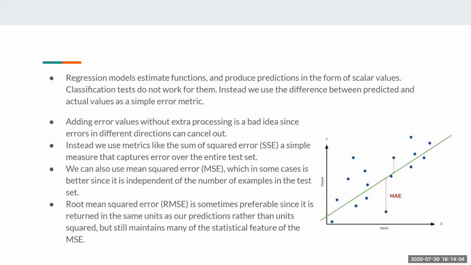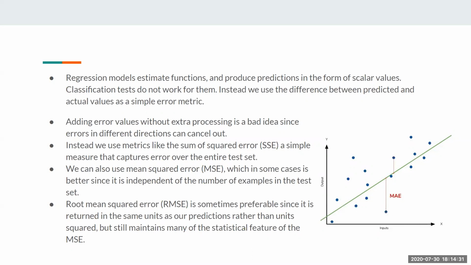And then we also sometimes choose to calculate root mean squared error, where you take the value calculated for mean squared error and you take the square root, because the value of mean squared error comes back in whatever the units of your prediction are squared, whereas root mean squared error is translated back into the same units as your prediction.